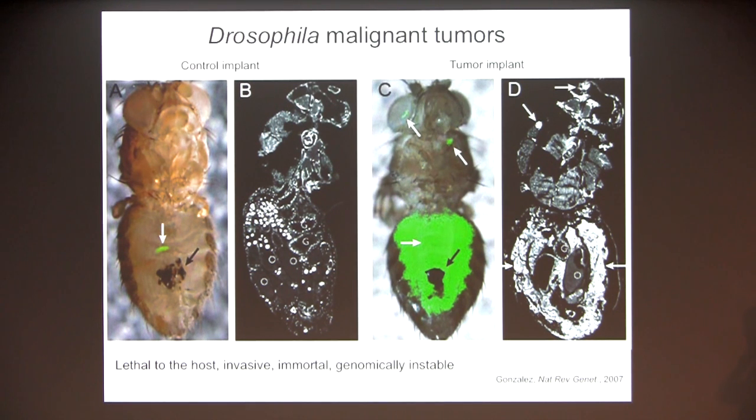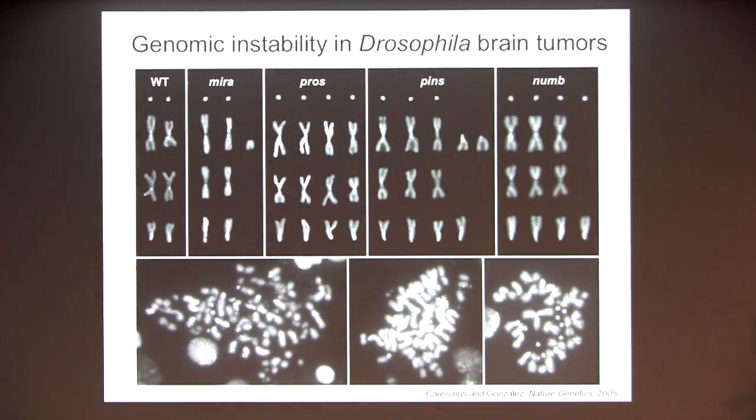which can be quite interesting, which is that they are basically lethal to the host, because this fly will die in some cases within 2 weeks, but if the tumor is really aggressive, this fly can die in just a few days. And also, as you can see, they are very invasive as they form these macrometastases. They are immortal, meaning that we can transplant this tissue many times, and we can culture this tumor for months or years if we want to follow it. And also, most importantly, they are genomically unstable.